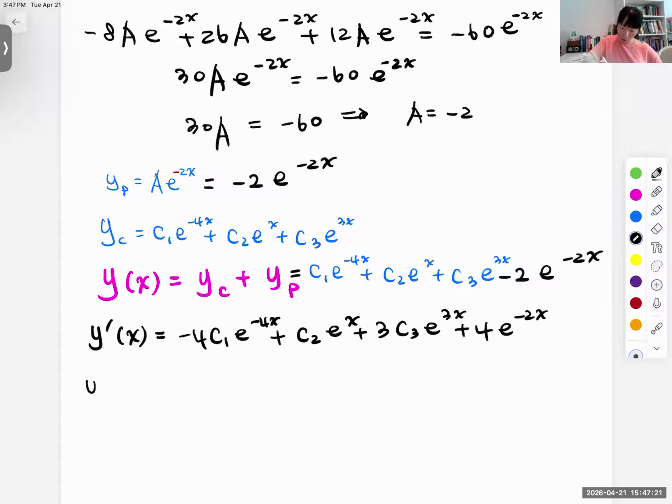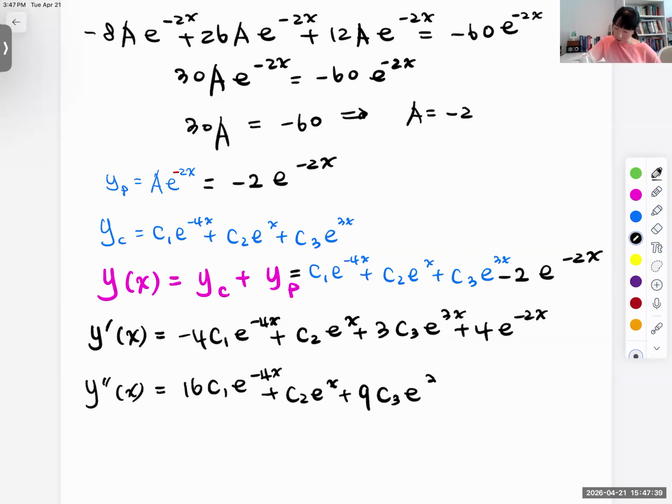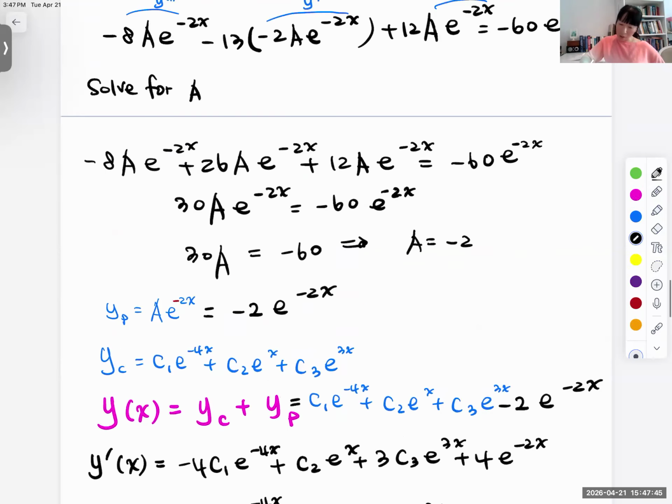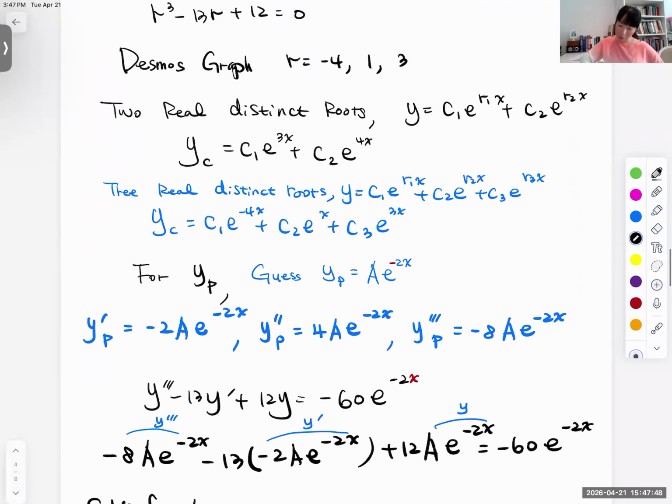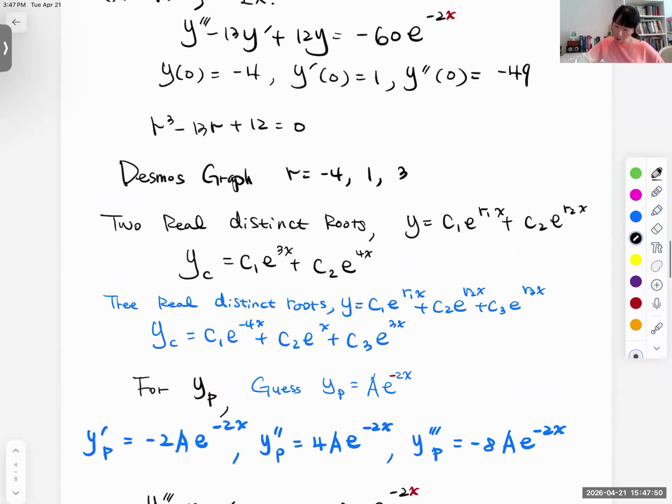Okay, y second prime of x. We have positive 16 C sub 1 e to the negative 4x, and the second term as it is, and third term, 9 C sub 3 e to the 3x, and negative 8 e to the negative 2x. Okay, now the initial value problems. So we are using that, right?